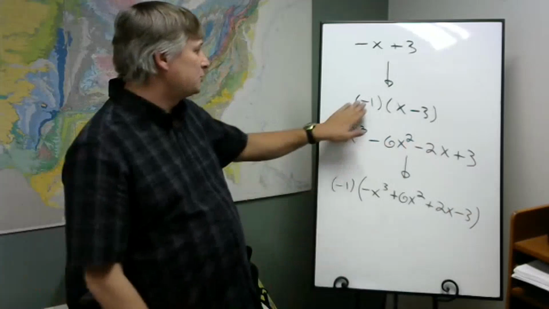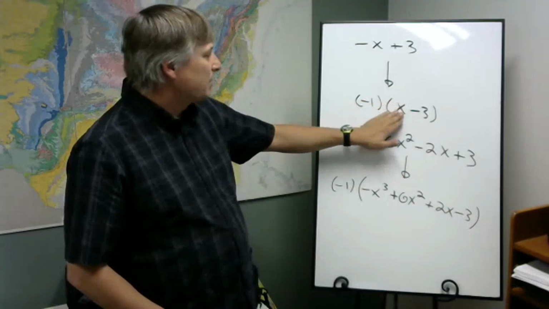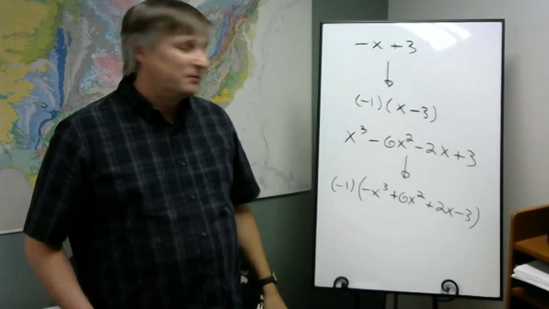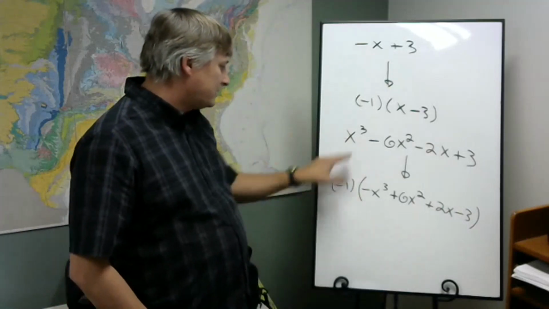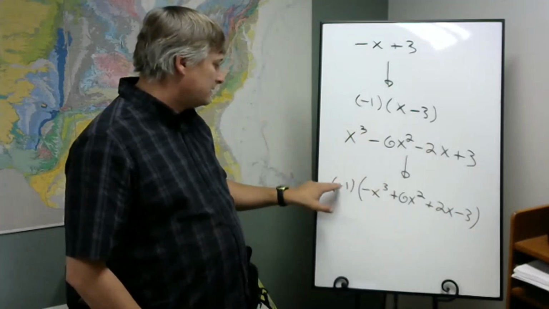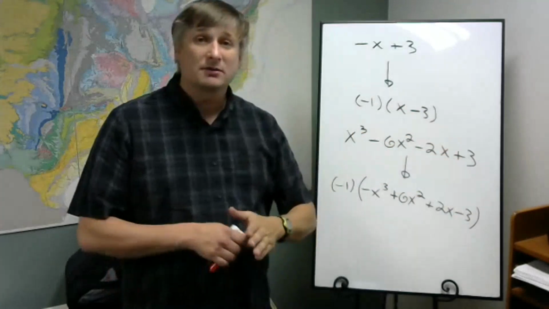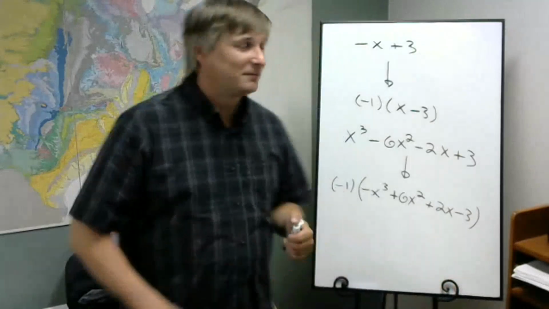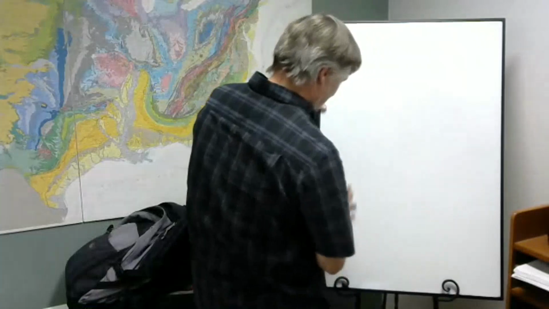So you can factor out a -1 to switch the signs on everything. And the way you can check this, if you distribute this -1 back to the x and back to the -3, negative times positive would be negative. Negative times negative would be positive. Same thing here. Negative times negative would be positive. Negative times positive would be negative. Negative times positive would be negative. Negative times negative would be positive. So if you need to switch the signs on things, just factor out a negative. Let's see here.